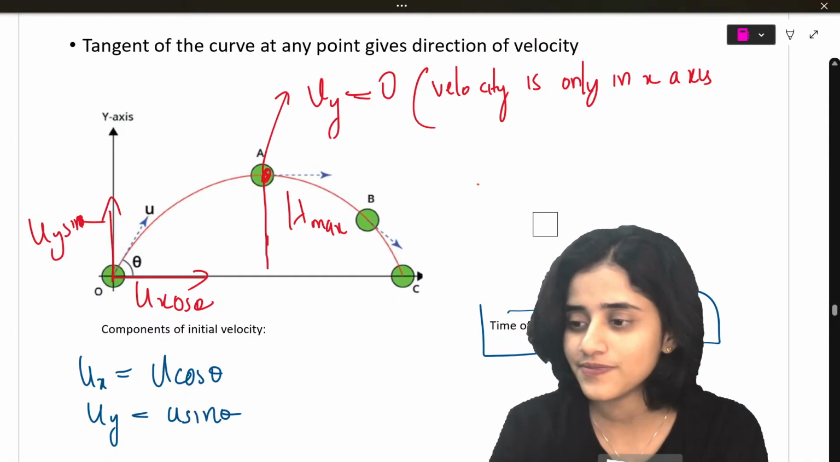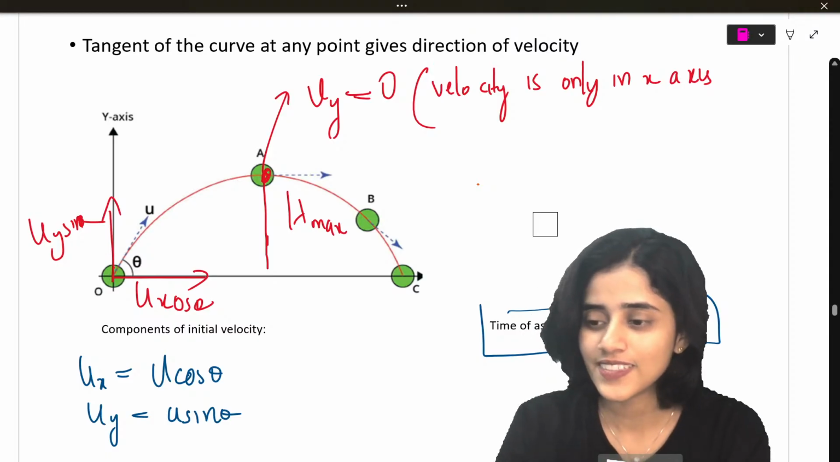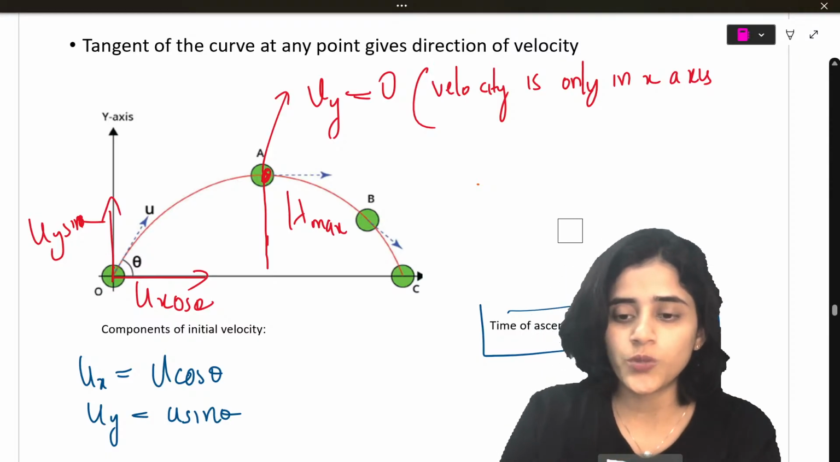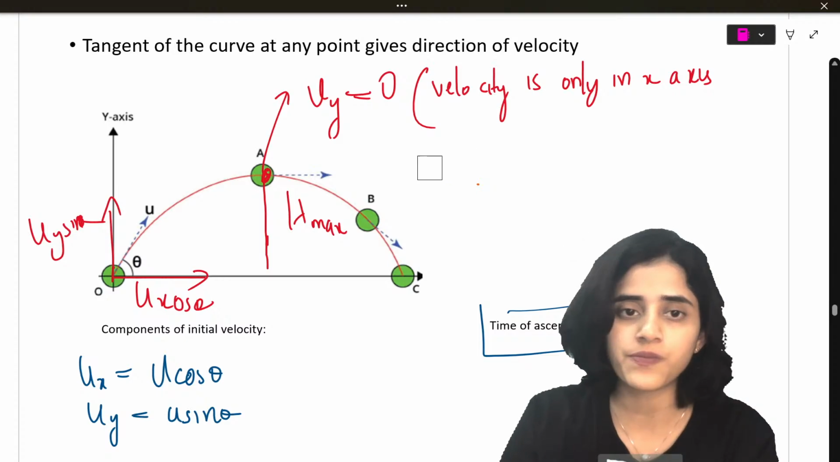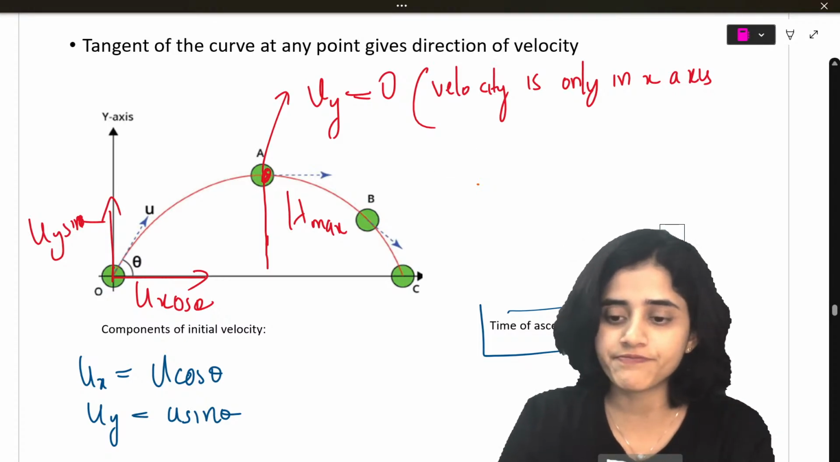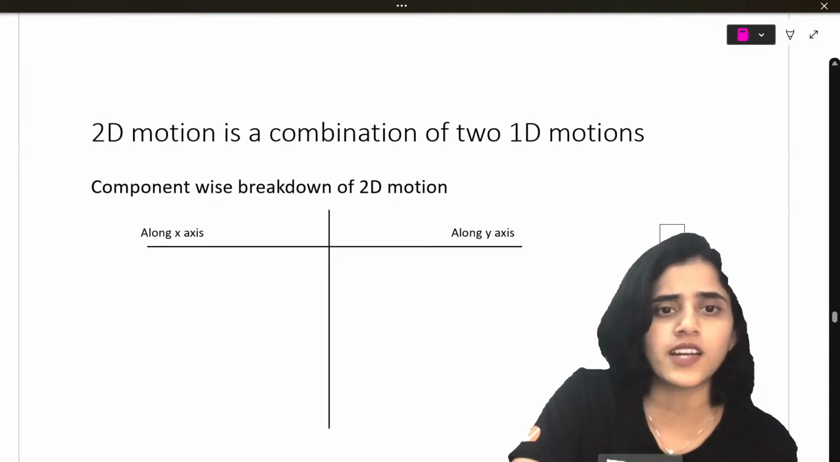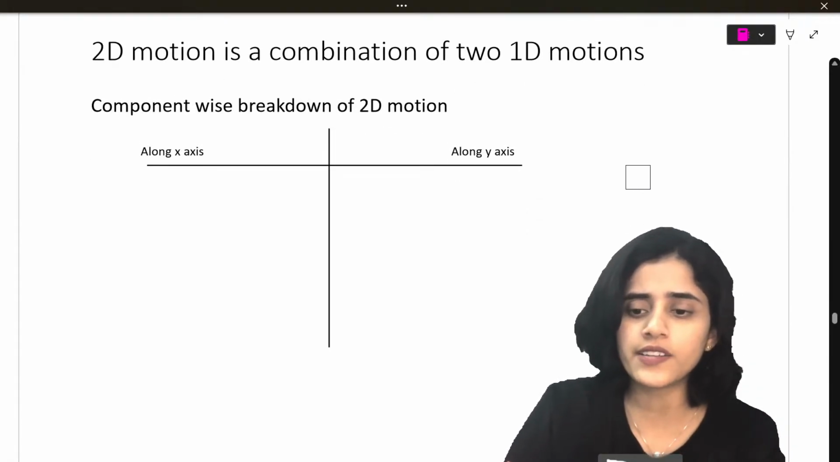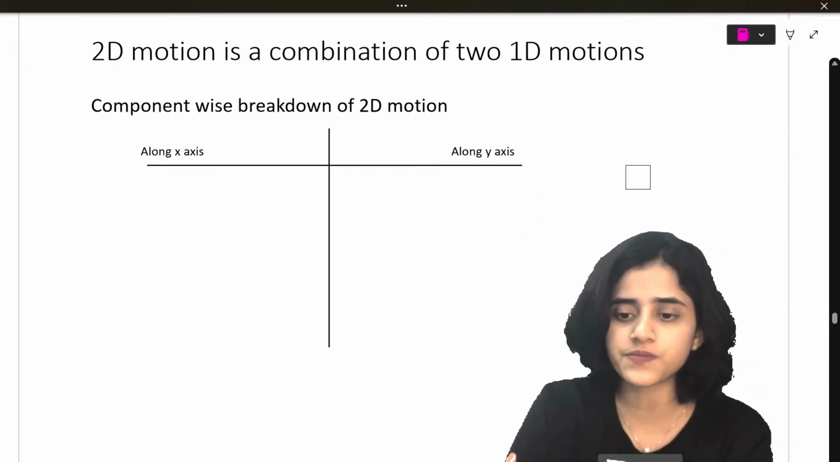Yeah? Okay. So, what else do we have to see? Now, I think that's all. Then let's just start. So, let's look at the different things.